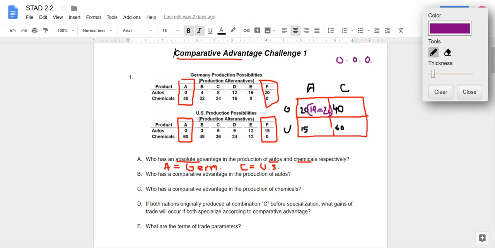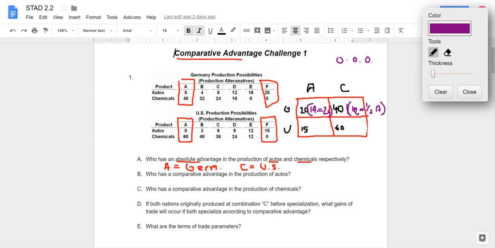And you can just set the 2 equal and solve for 1 as well. That's up to you. And then over here, it's 1 chemical equals other, 20 over 40, or 1/2. 1 chemical equals 1/2 auto.